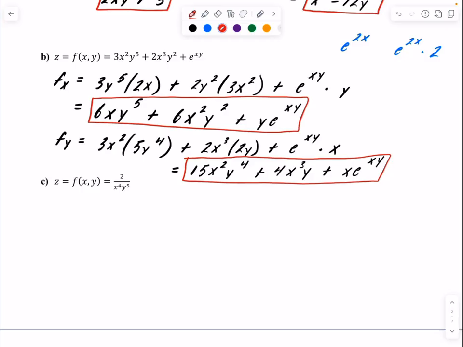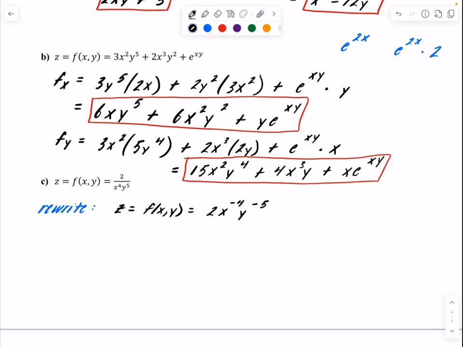Okay, let's move on to part C. I want to find, of course, the partial derivative with respect to x and y. I am first going to rewrite this function because I see that I have variables in the denominator. I want to go ahead and bring those up. So I can rewrite this: x to the negative 4, y to the negative 5.